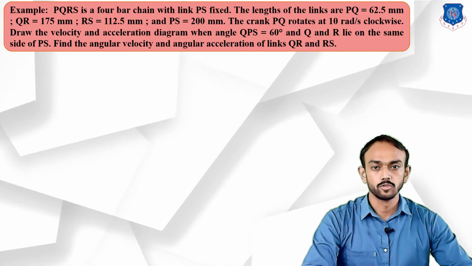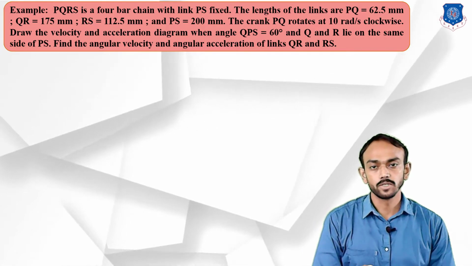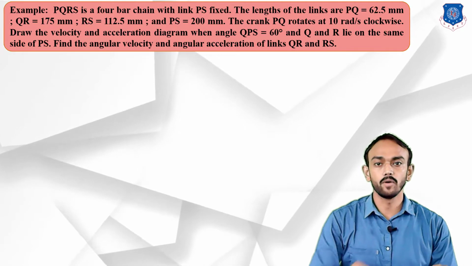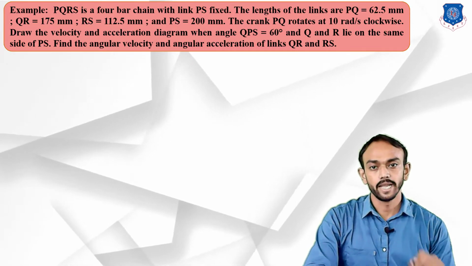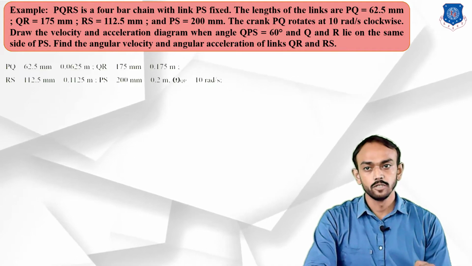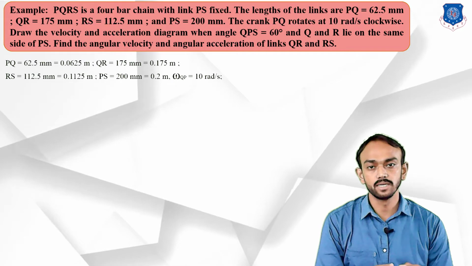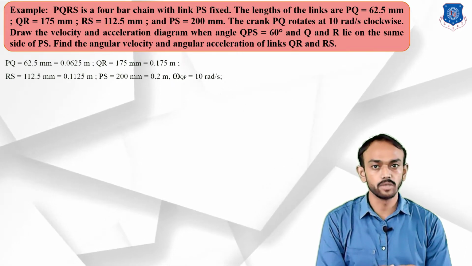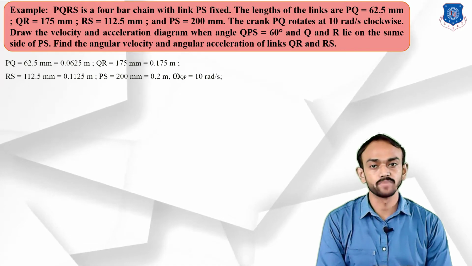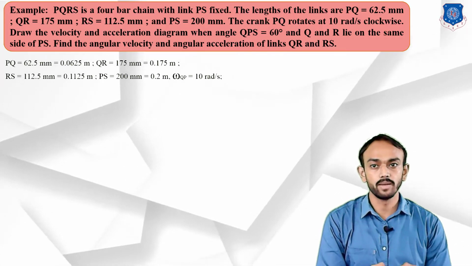Okay, so let's check what is given here. First of all, write the given data. The lengths of all the links are given and the angular velocity of the crank is given. All given data we first convert into meters, because it is given in mm. So 62.5 mm will become 0.0625 meter. Okay, 175 mm for QR will become 0.175 meter.